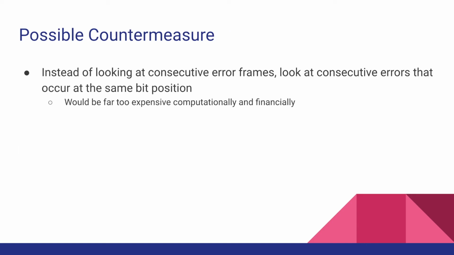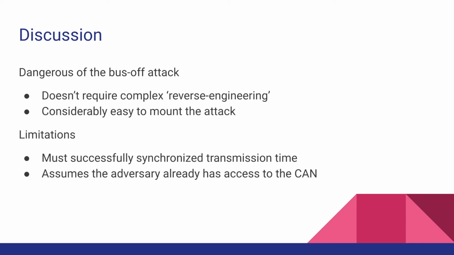Another potential countermeasure that was discussed is, instead of looking at consecutive error frames, to look at consecutive errors that occur in the same bit position. However, it was decided that this would be far too expensive computationally and financially, since it would need to apply to all different sorts of car manufacturers that put ECUs in their vehicles, instead of a small update to the CAN bus protocol.